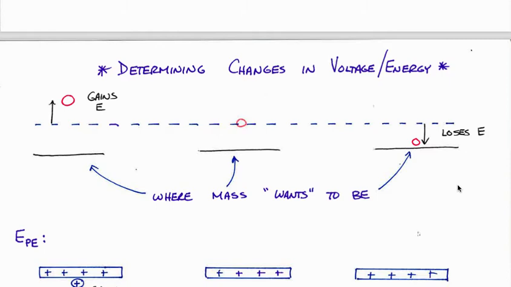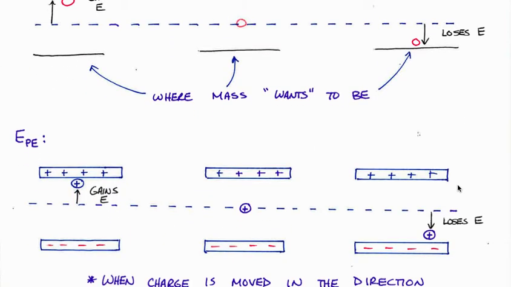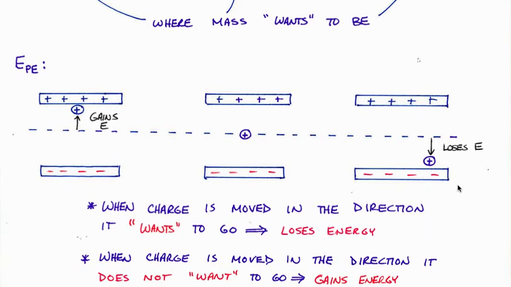When a mass or a charge is doing what it wants to do, it's going to a lower energy state and it loses energy. But if I force it to do the opposite, it's gaining energy because I'm making it do the opposite of what it naturally wants to do. So how do we apply this to electric potential energy? Well, we can do the same thing.